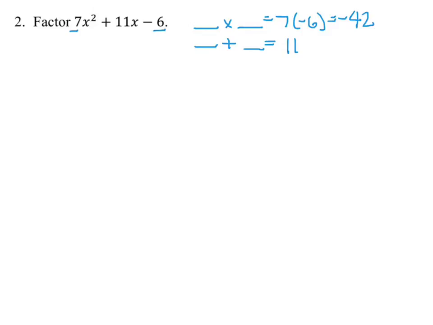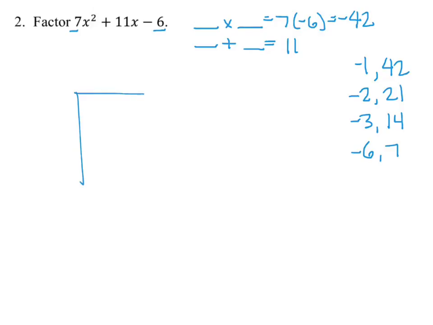So I'm going to start by listing out factors of 42. So I always have 1 and the number itself. And then I'm going to just try and divide 42 by different numbers. So 42 divided by 2 gives me a 21. 42 divided by 3 is 14. I can't divide 42 by 4 or 5, but 42 divided by 6 is 7. And then I already have 7 on my list. Because 42 is negative and this 11 is positive, that means that my smaller number has to be negative.